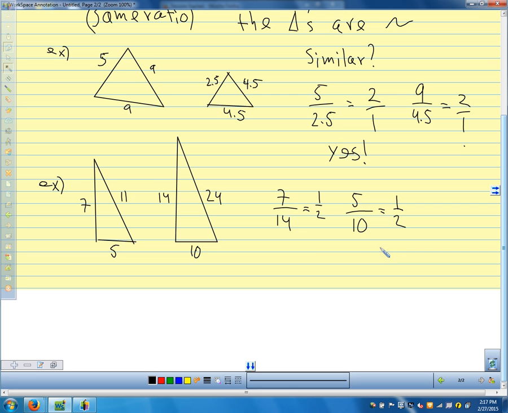Right, so we need to check the last one. 11 over 24 equals 1/2? No? Does not equal 1/2. So, not similar. We have to check, Iris was right, we had to check all 3 sides. All right. Questions on side, side, side?